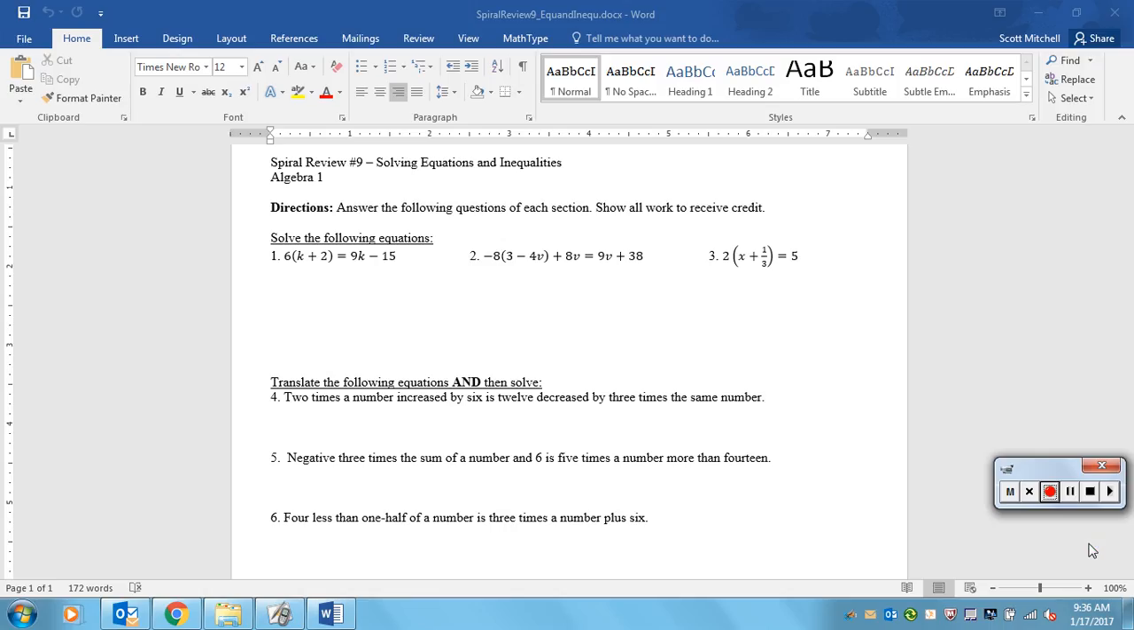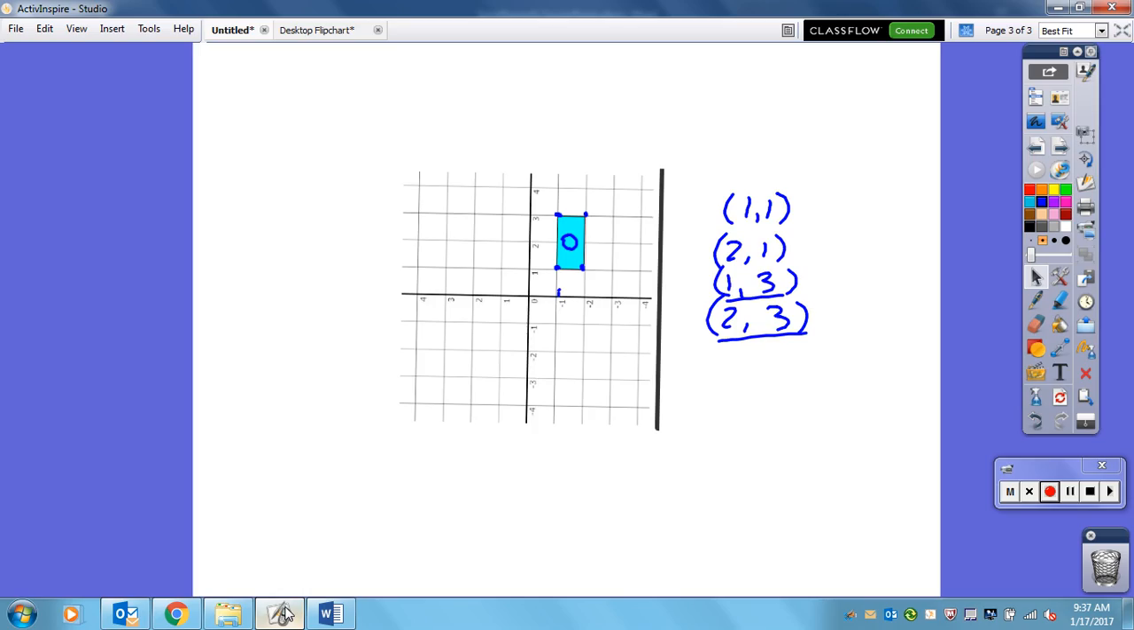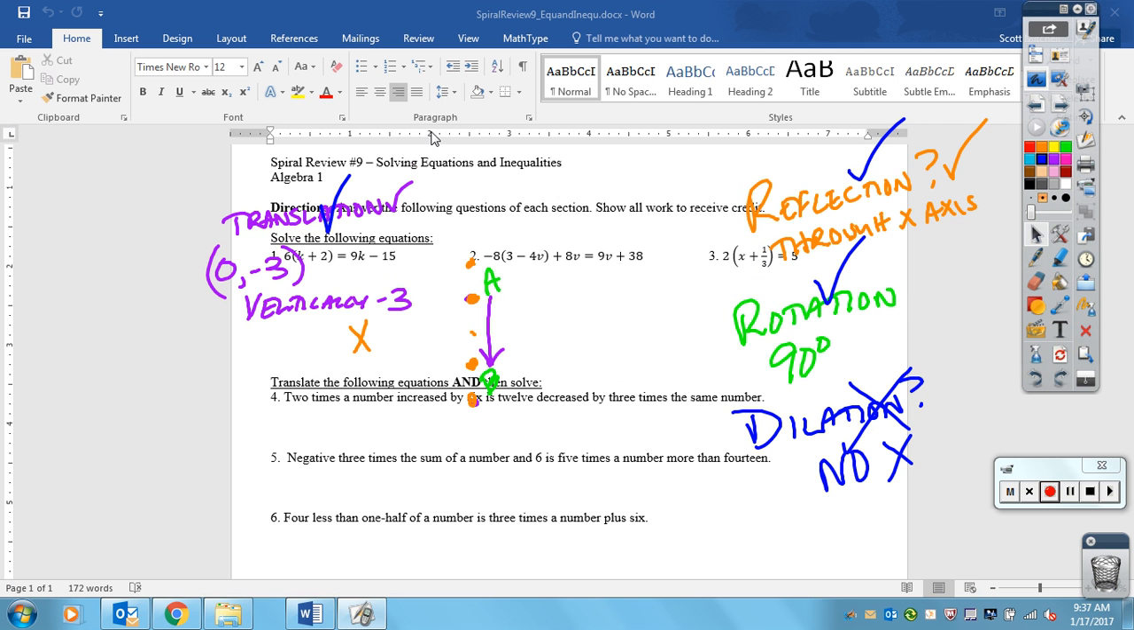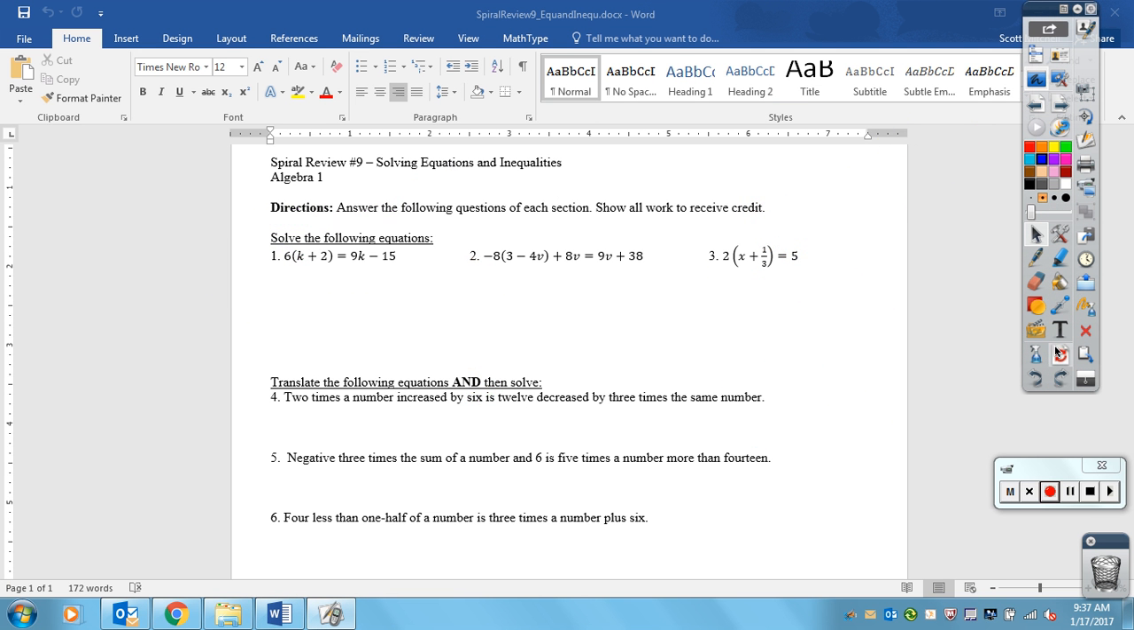This is the answer key for the Algebra 1 spiral, number 9, on solving equations and solving graphing inequalities. Number 1 says to solve the following equations. Not asking you to check, just asking you to solve.